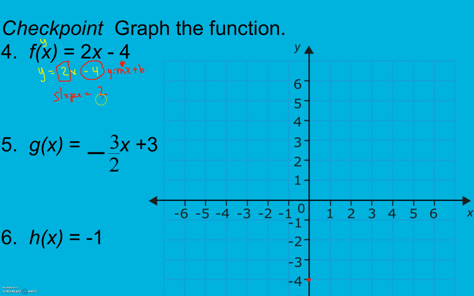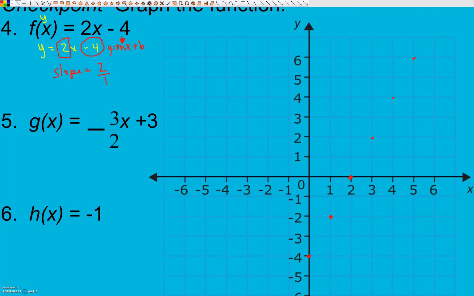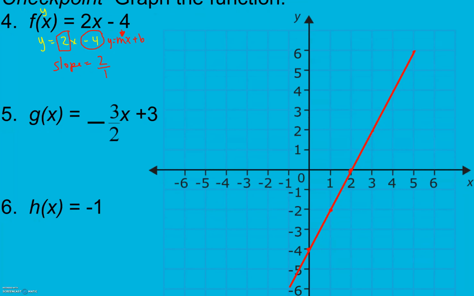And we can write integers as over 1. So 2 over 1. I'm going to rise 2, run 1. Rise 2, run 1. And we can continue that pattern up 2 over 1 all the way through our graph. We can then use a straight edge to draw in our line. And because I'm using multiple equations on one graph, I'm going to make sure to label this one as f of x.